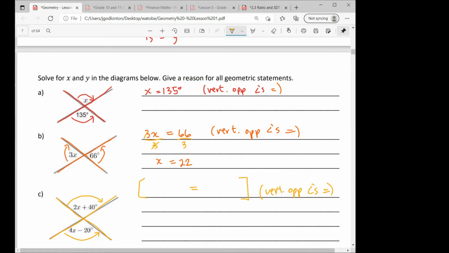Okay, so think about what this equation is going to look like. What is going to be equal to what? And then let's see if we can solve for x and get an answer for x. Don't let all of these numbers panic you. I know you know how to do equations. We've done them together.